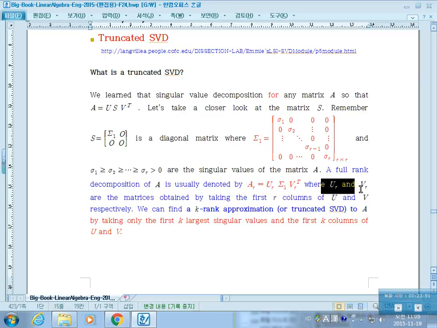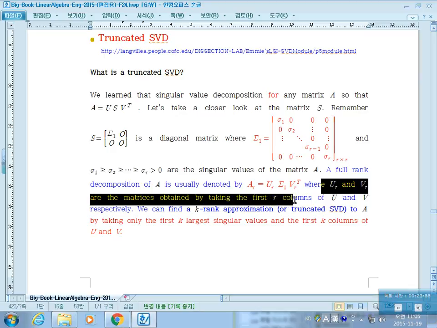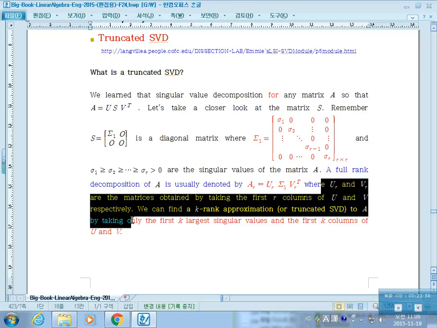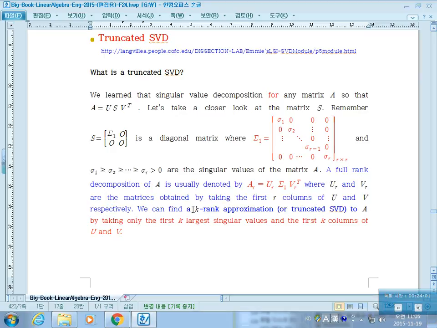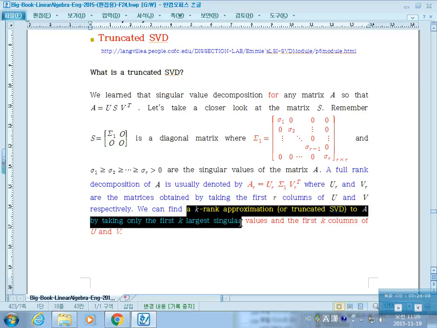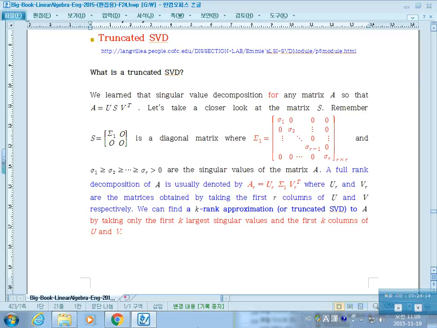Here U_R and V_R are matrices obtained by taking the first R columns of U and V respectively. We can find a K rank approximation to A by taking only the first K largest singular values and the first K columns of U and V. What this means is, if we have R non-zero singular values, which means the rank of this matrix is R, because it has only R non-zero eigenvalues, then A_R can be written in this way.